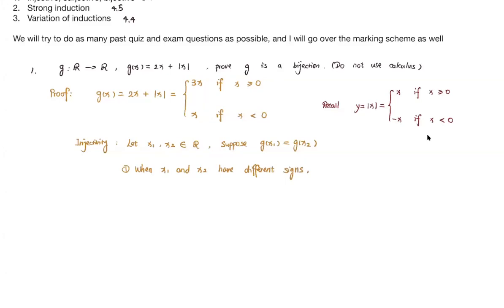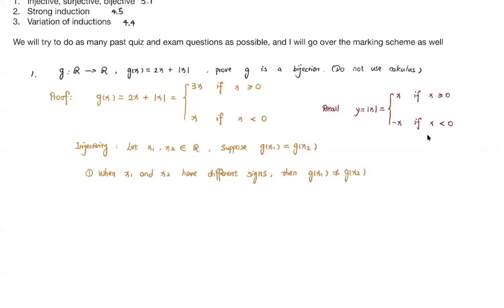If x1 and x2 have different signs, then our g of x1 can never be g of x2. So this is not our case. This is not being considered. So contradiction.